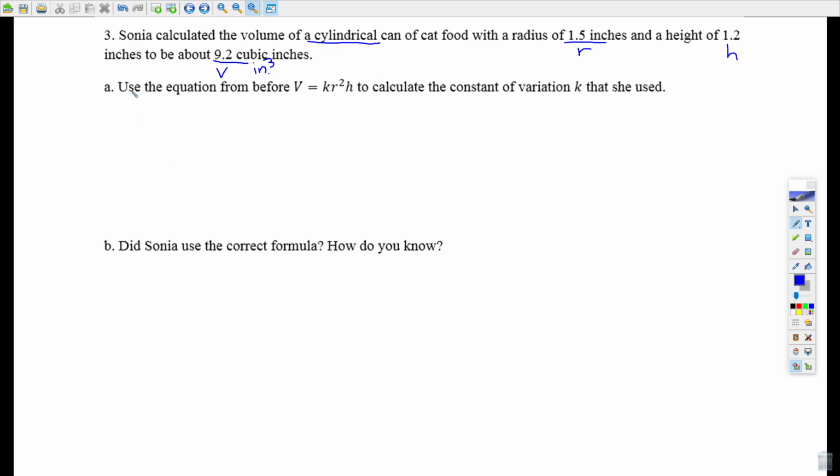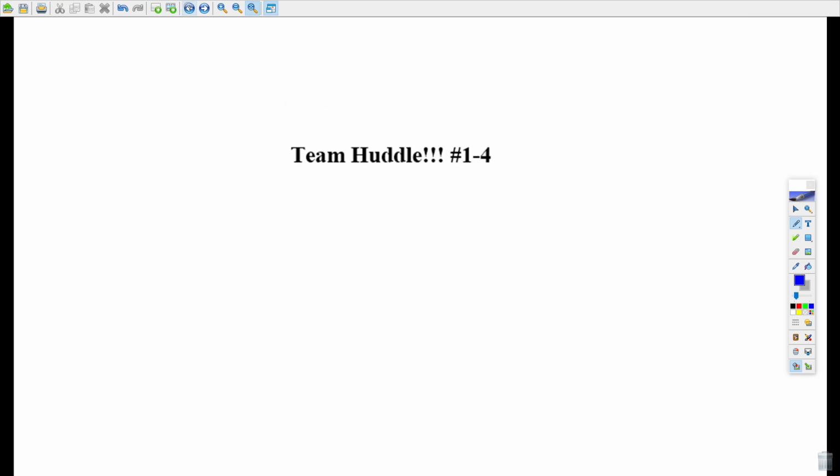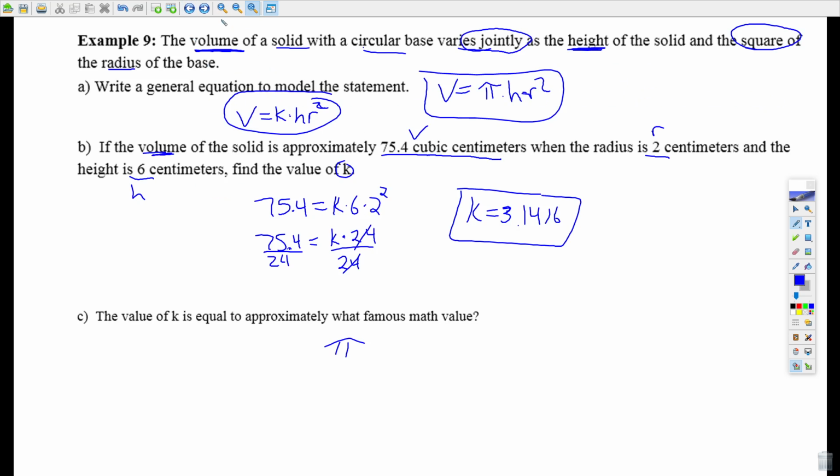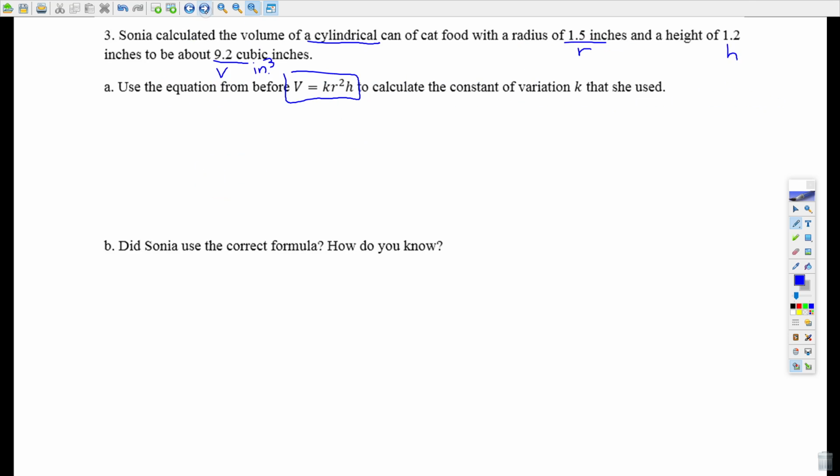Okay. Use the equation from before. This one we had originally. I think it was a problem or two ago here. Most recent one we did. To calculate the constant variation K. So you're going to plug in these numbers and find K. So the volume is 9.2 equals K times the radius, which is 1.5. That has to be squared times the height, 1.2.